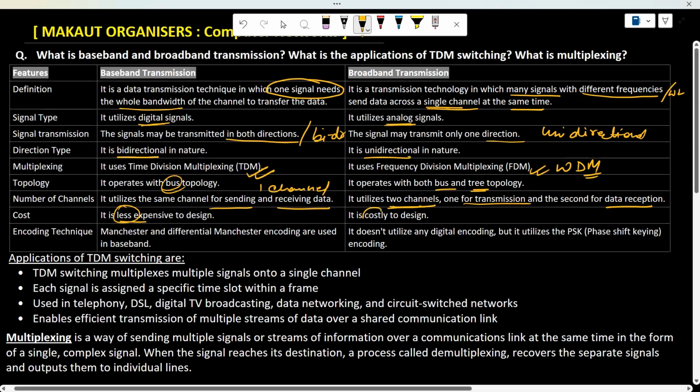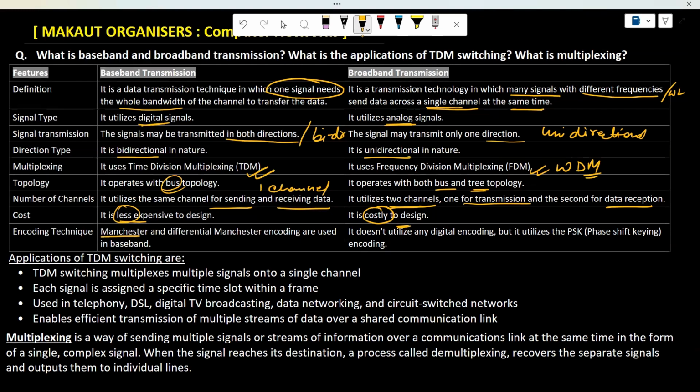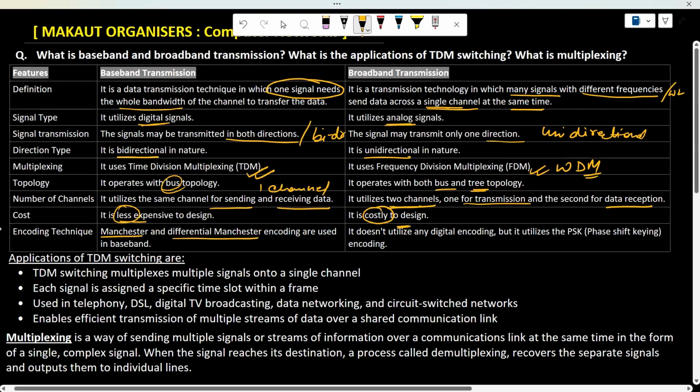So it is costly to design. For the encoding techniques used in baseband, Manchester and differential Manchester encoding techniques are used. And in case of broadband, that means analog signals, we use PSK or QPSK encoding techniques.